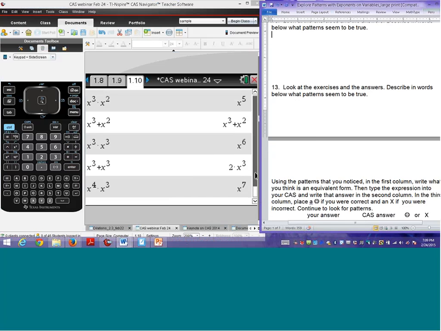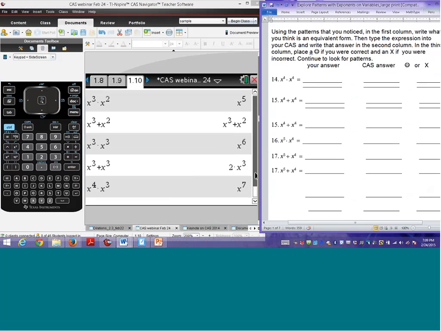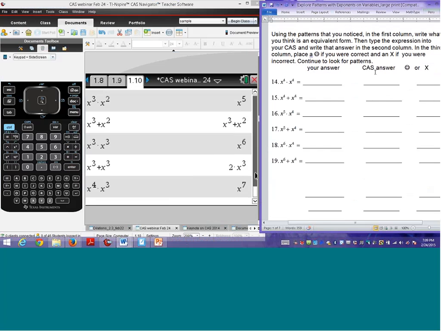Okay, so then we'll go on to the next one. Here, after it says that, it says using those patterns you noticed, in the first column, write what you think your answer is. Then type this in and write down what the CAS says it is. If they agree, put a smile face, and if not, put an X. If they get it right, that, of course, reinforces it. If they get it wrong, they have a chance to understand why immediately. It's immediate feedback. It's like having a teacher sitting next to you.